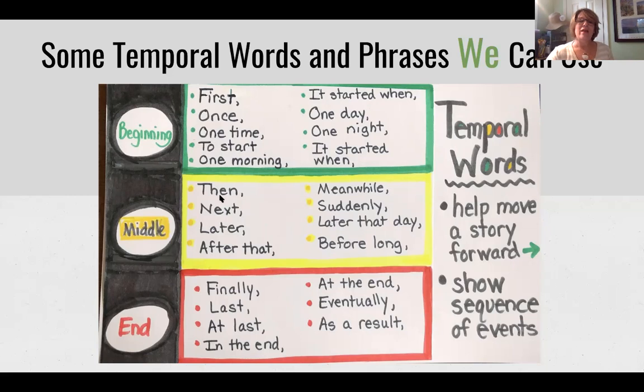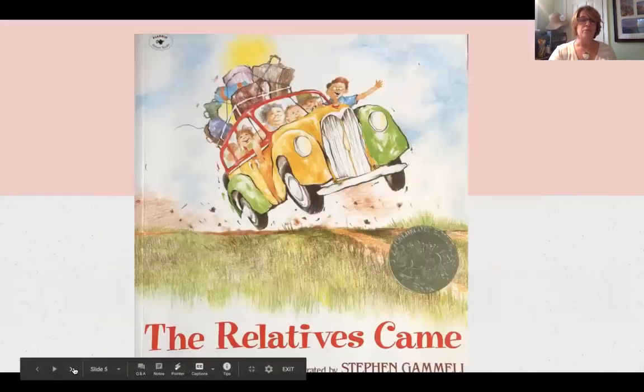Okay. And then some that signal the middle of the story. Then, next, later, after that. And I could go on, but I won't. And some that signal that the end of the story is coming are words like finally, last, at last, in the end, and there are more. Remember, temporal words help move a story forward, and they show sequence of events. Very important for a writer.